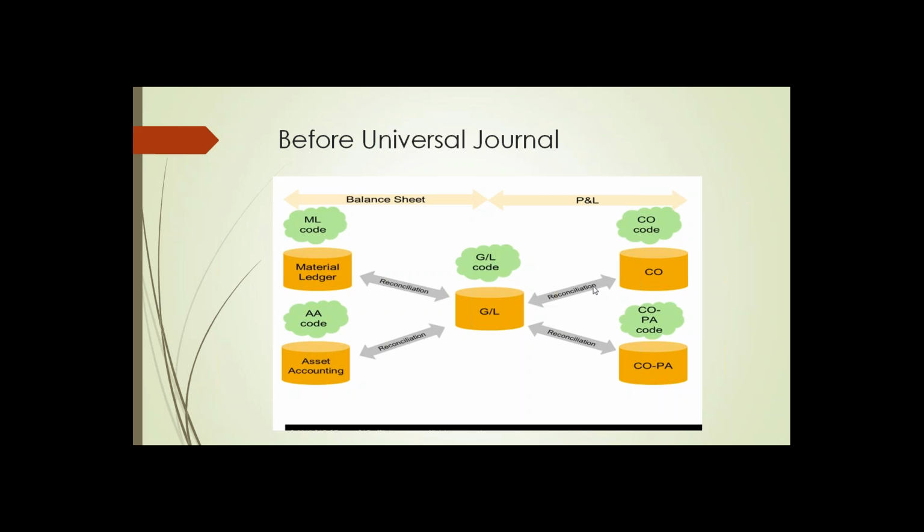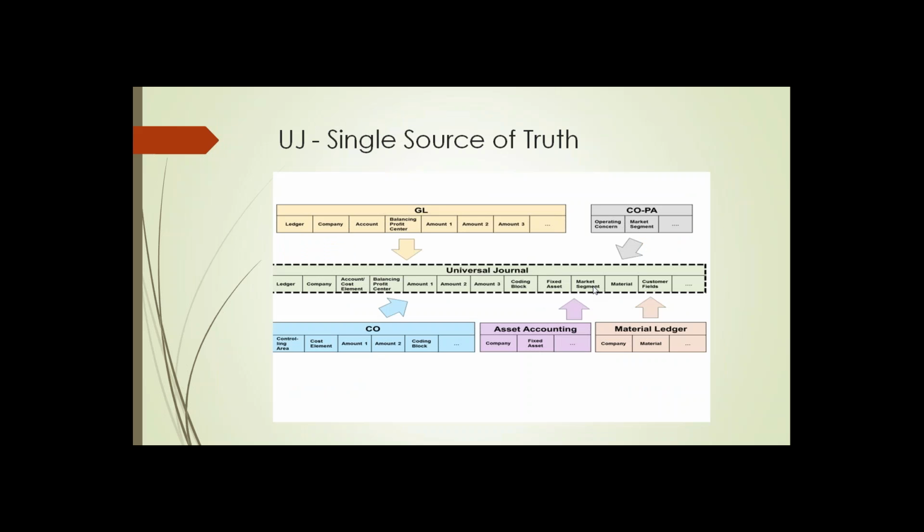Going forward, the structure will become like this. Whatever data is stored in your GL accounting, COPA, controlling, asset accounting, material ledger, all the important data will be updated in a single table, the universal journal, which means you don't need to do the reconciliation. You don't need to go to different tables for reconciliation. In ACDOCA itself, you'll find all the data coming into the single table. So there is no need for reconciliation because all the data is available in a single table.